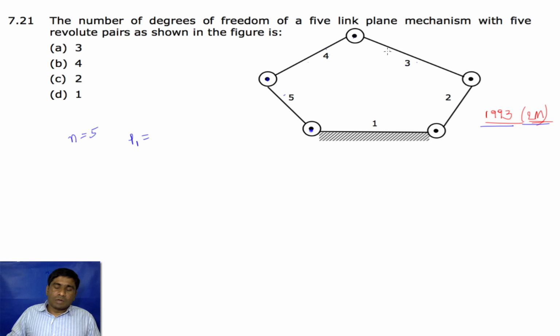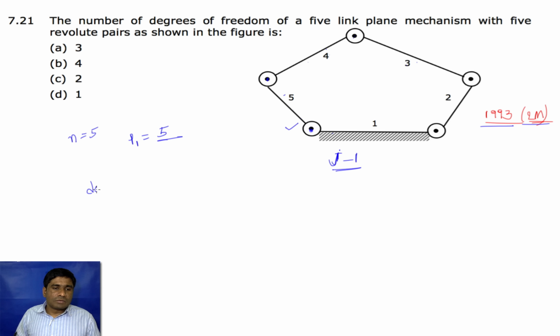So how many pairs are having single degree of freedom? That is a 5. Otherwise this is simply an addition of all the revolute joints in this case, because at any given revolute joint we have only 2 links. If the links are more than 2, then we need to go for the formula j minus 1. So here, since we have only 2 links at any revolute joint, we simply add all the revolute joints. So that is a 5.